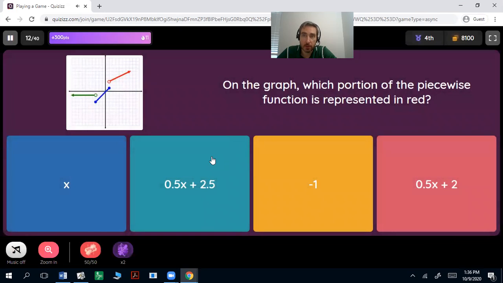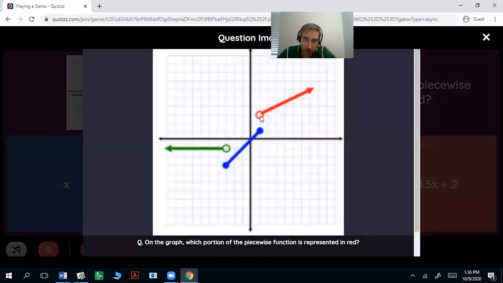On the graph, which portion of the piecewise function is represented in red? So let's look at the red portion. It looks like it's a linear equation, and it's got a slope of 1/2. So if I extend that, it should cross the y-axis right here, maybe at 2.5.